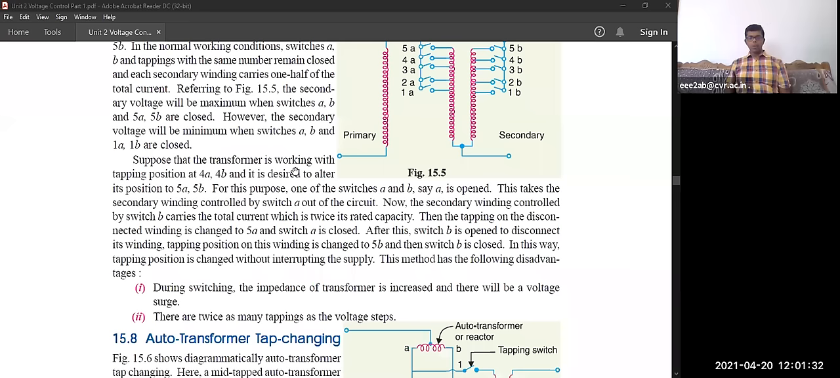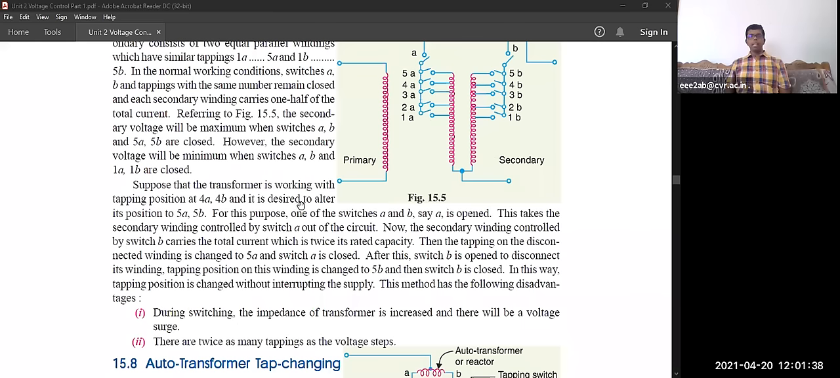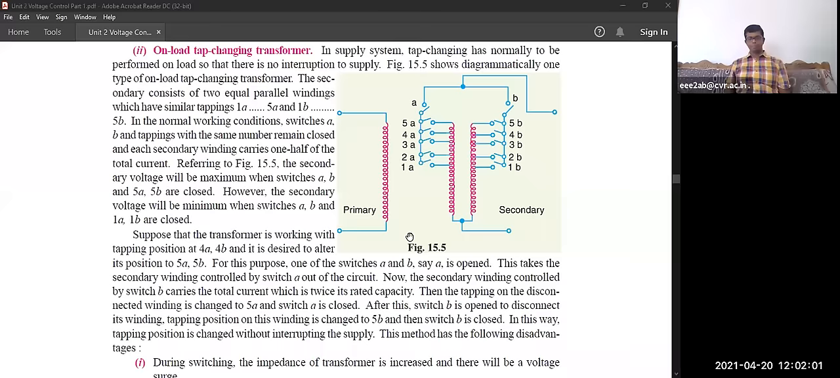Suppose that a transformer is working with the tapping position 4A and 4B. It is desirable to alter this position to 5A and 5B. For this purpose, one of the switches, say for example A, is opened. This takes the secondary winding controlled by switch A out of the circuit. Now the secondary winding controlled by switch B carries the total current, which is twice its rated capacity.